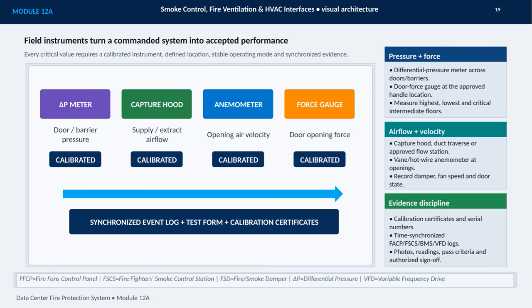Calibration certificates and serial numbers identify the instruments, while synchronized logs from the FACP, FSCS, BMS, and VFD connect the measurements to system events. Photos, readings, pass criteria, and authorized sign-off complete the test record. Together, these elements provide a traceable basis for acceptance.